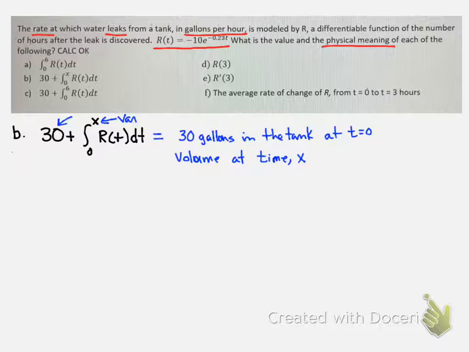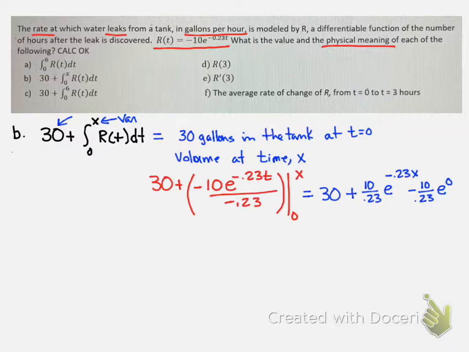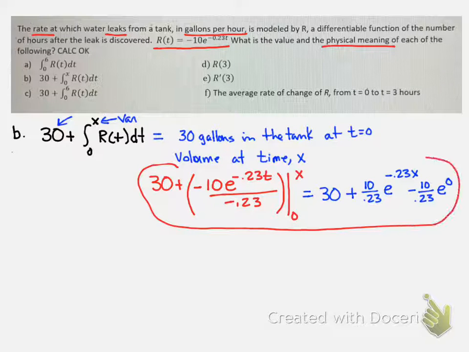We could actually find the integral if we wanted. If you were to go ahead and take this antiderivative by hand, and you could, then you would get this expression, which would give you the volume in the tank at any time x. So x is our time.